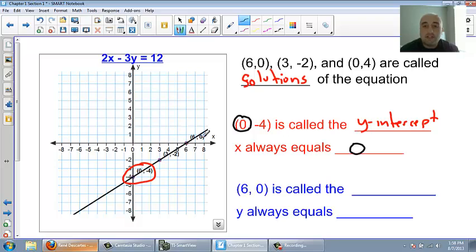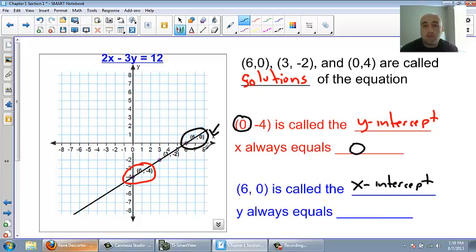The next important point is (6, 0). (6, 0) is the x-intercept because it crosses the x-axis. So (6, 0) is called the x-intercept.